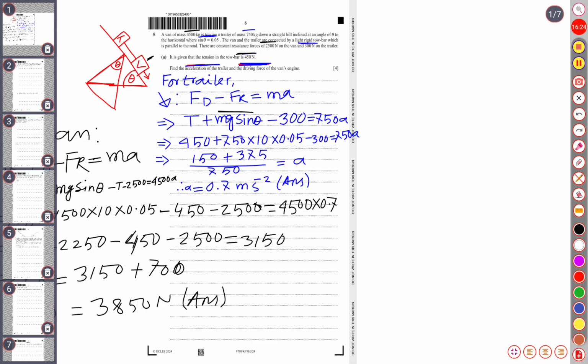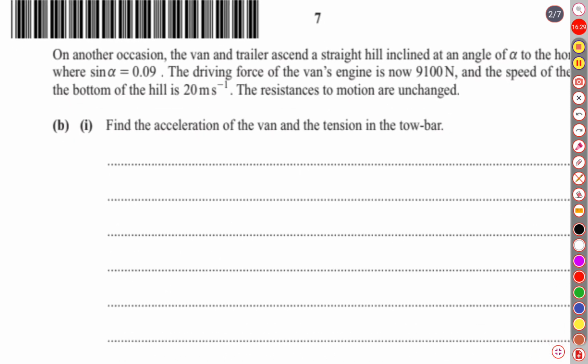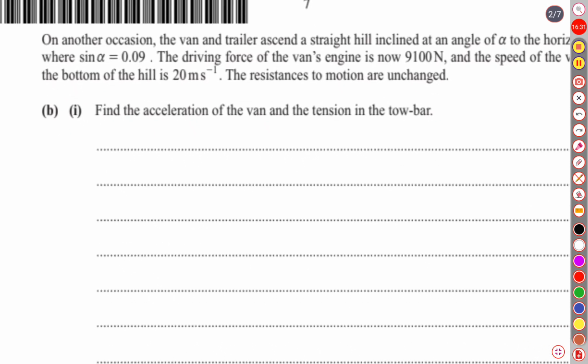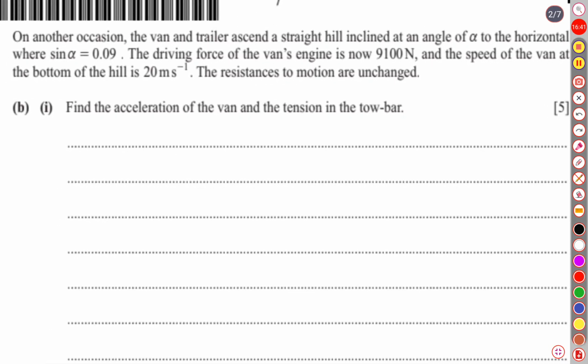On the next page, this is question number B. On another occasion, the van and trailer ascend a straight hill inclined at an angle of alpha to the horizontal, where sine alpha is equal to 0.09. The driving force of the van's engine is now 9100 Newton, and the speed of the van at the bottom of the hill is 20 meter per second. The resistances to motion are unchanged. Find the acceleration of the van and the tension in the tow bar.